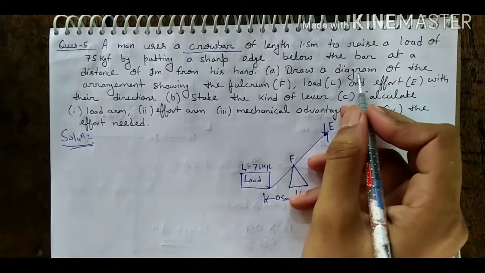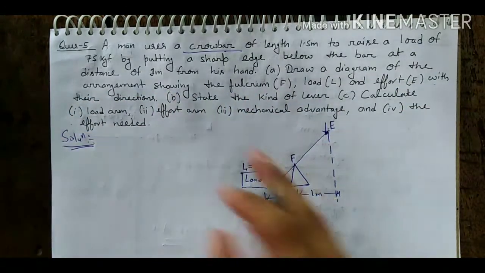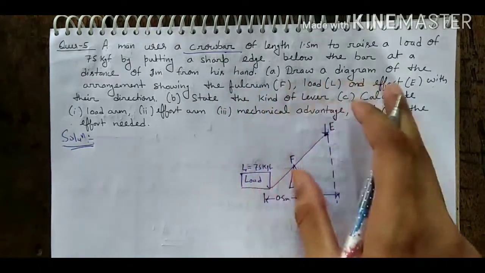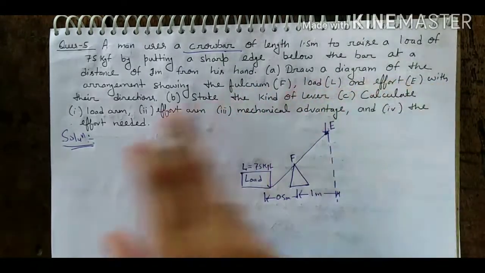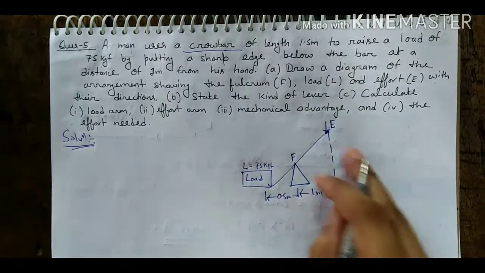And in the question, draw a diagram of the arrangement showing the fulcrum. This diagram is done here. Okay, and the load L and the effort. Okay, state the kind of lever. Which kind of lever is it here?